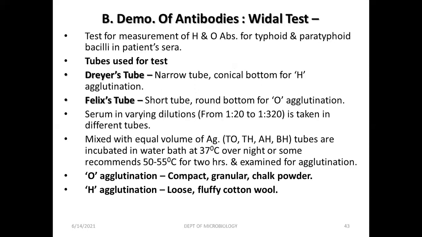Demonstration of antibodies: the Widal test is for measurement of H and O antibodies for typhoid and paratyphoid bacilli in patient serum. Tubes used for the Widal test are Dreyer's tubes and Felix tubes. Dreyer's tubes are narrow, conical-bottom tubes used for H agglutination. Felix tubes are short, round-bottom tubes used for O agglutination. Serum is serially diluted from 1:10, 20, 40, 80, 160 to 320, and these are taken in different tubes.